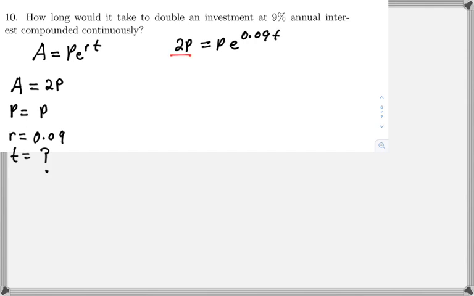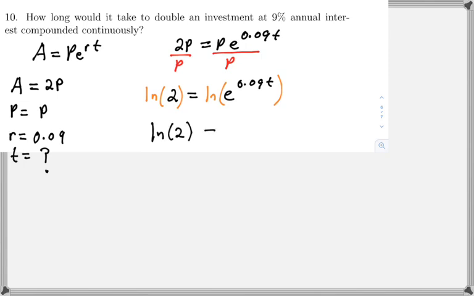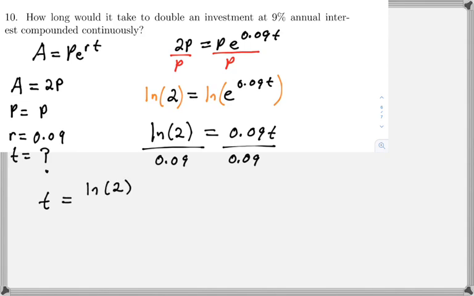Okay? This is an exponential equation. We're going to isolate the exponential. The exponential is the e to the 0.09t. So we're going to divide both sides by P. So we have 2 is equal to e to the 0.09t. Take the natural log of both sides to solve for the exponent. So you have the natural log of 2 is equal to, now e and ln are inverses of each other, so they're going to undo each other, and so we're left with 0.09t. And then divide both sides by 0.09. So t is equal to the natural log of 2 over 0.09.